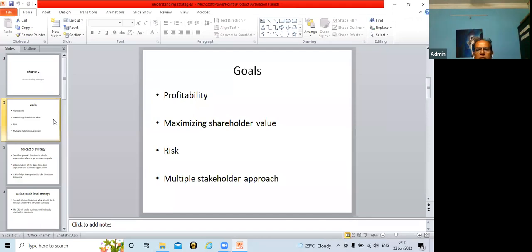Then second goal, maximizing shareholders value. This is nothing but the wealth maximization. In maximizing shareholders value, everyone is benefited, like employees, then supplier of company, then maybe government, where your enterprises are having business, that government. How government is benefited? Because as the profit increases, so government gets tax on that profit.